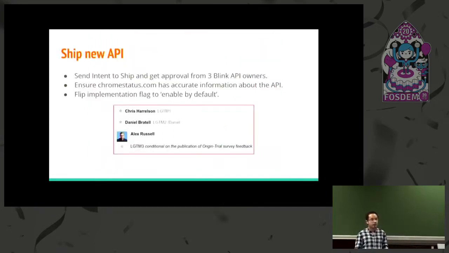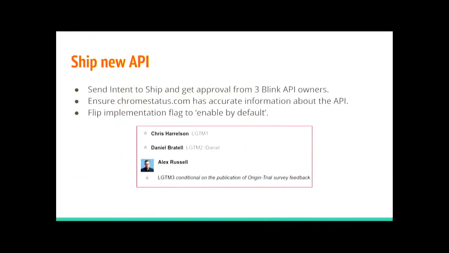Now, let's say we are all done and our API is super perfect, right? Because code is always perfect. Now we're ready to ship. So what's the step we do? We send an intent to ship to Blink Dev.